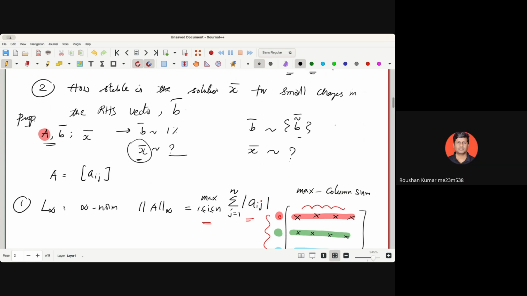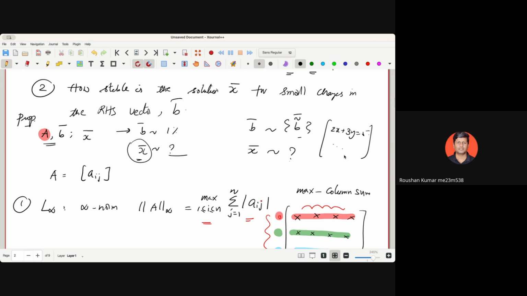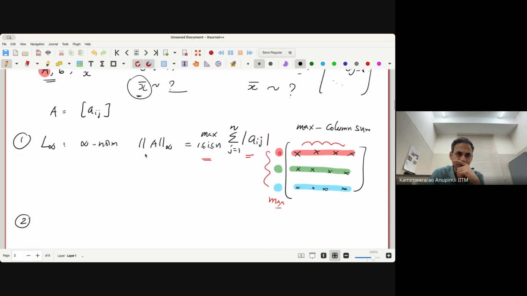Okay. Thank you for the clarification, sir. Yeah. So essentially, we are still looking at 2x plus 3y equals 5 and so on, right? Everything is linear. Noted, sir. Yeah, we will see that in a little while. Any other questions, anybody?